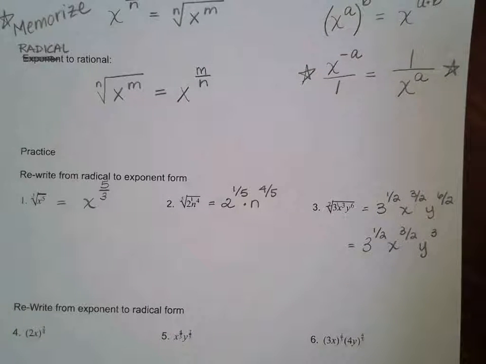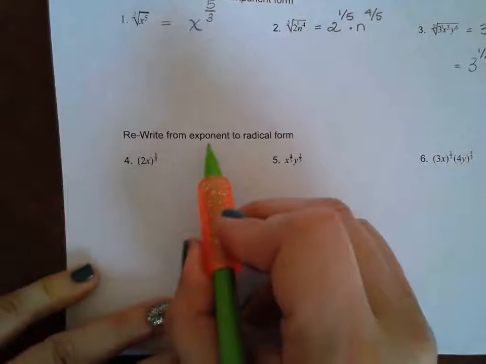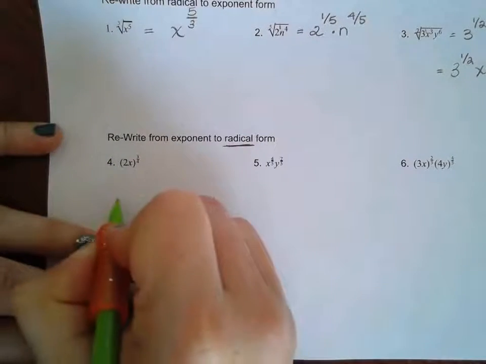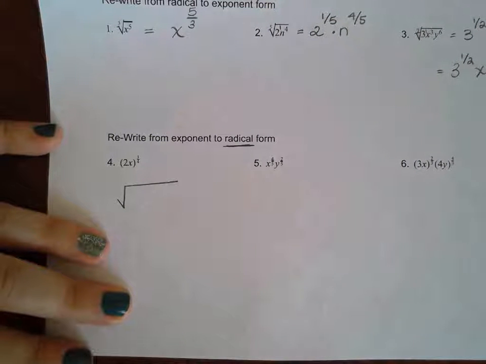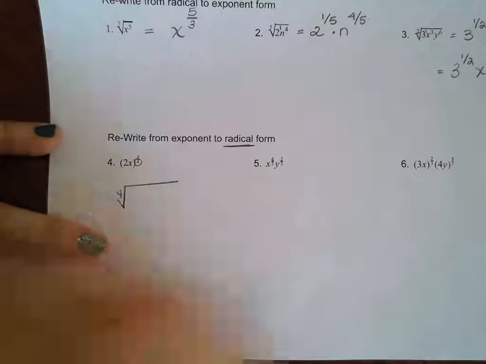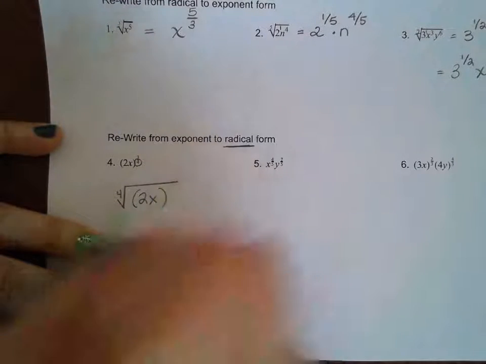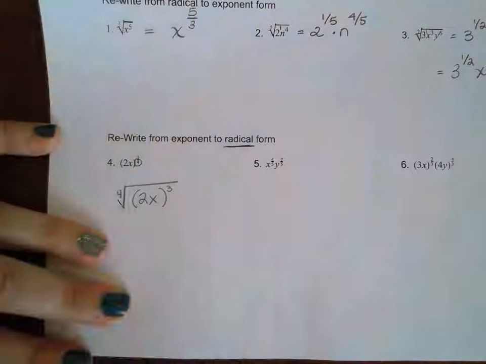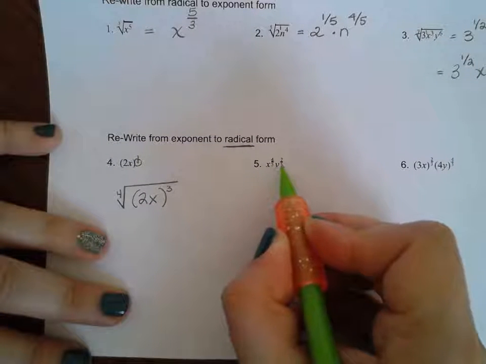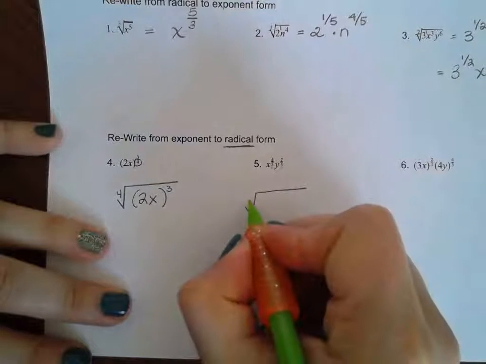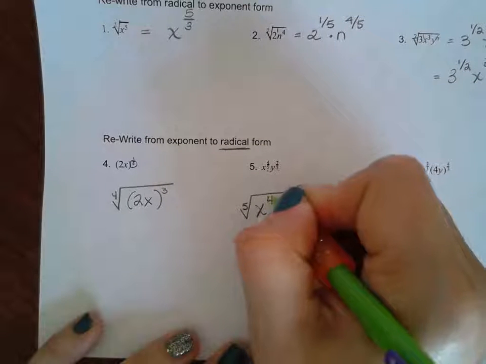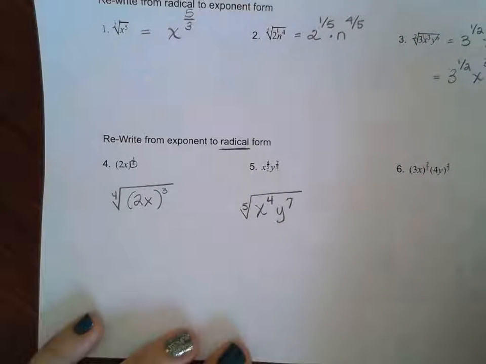So let's try it again. Now we're going to go from exponent to radical form. So now if I'm writing in radical form, I need to start with a radical. I need to have a radical in my answer. So the number in the bottom goes in the check mark. And then the 2x has parentheses around it, so I'm going to keep those parentheses, and we raise it to the 3rd power. For this one, you have 2 separate ones, but notice they both have a 5 in the bottom, so we could write it as one radical, put the 5 in the check mark, and then this is going to be x to the 4th, y to the 7th.